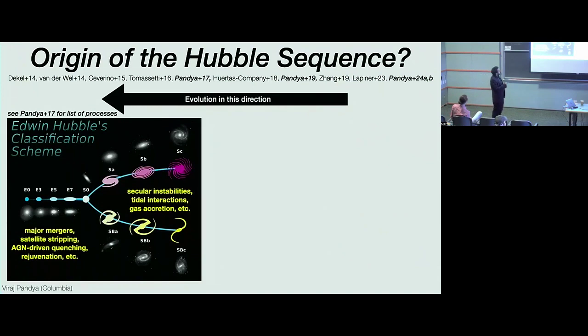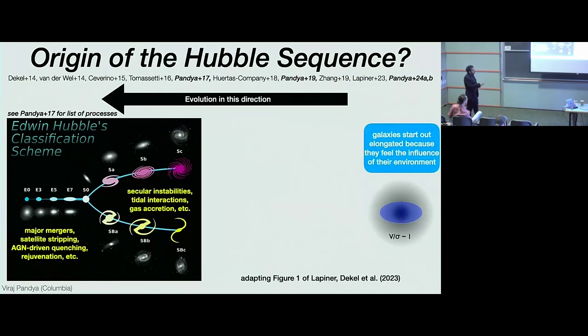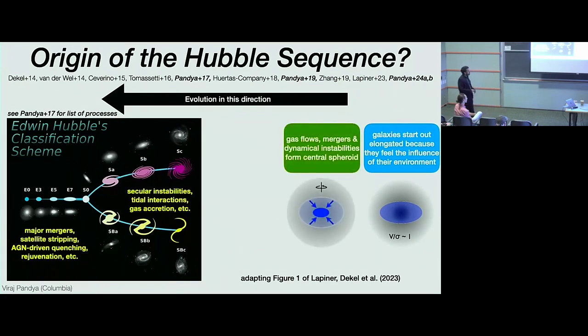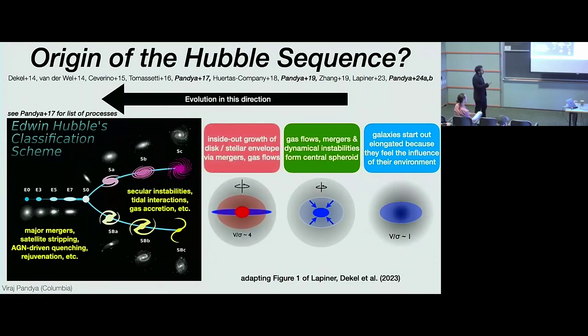Here's how the elongated galaxies fit into this. Galaxies, we think, start out elongated because they feel the influence of their environment, right? And then at a certain point, as Avishai Dekel might say, these things undergo gas flows and mergers and dynamical instabilities, so they collapse to form a central spheroid. And it's around that central spheroid that you have this inside-out growth of the disk, right, via gas-rich mergers and gas accretion from the circumgalactic medium, and so on.